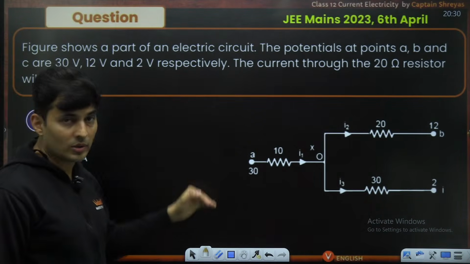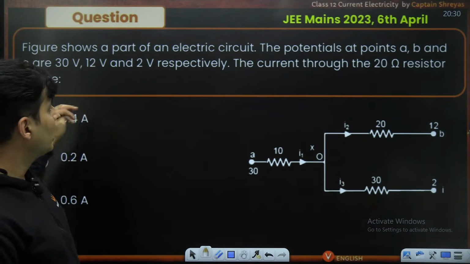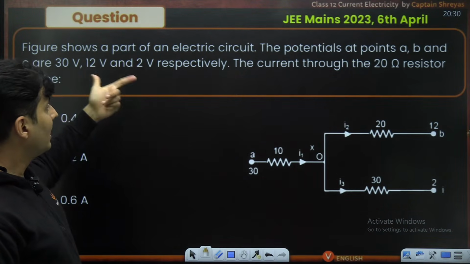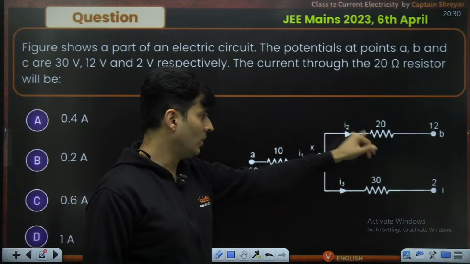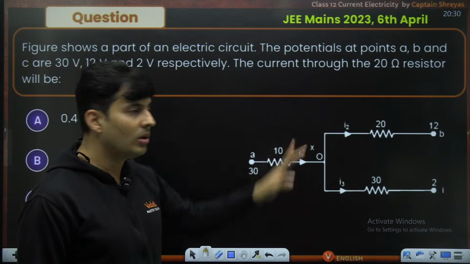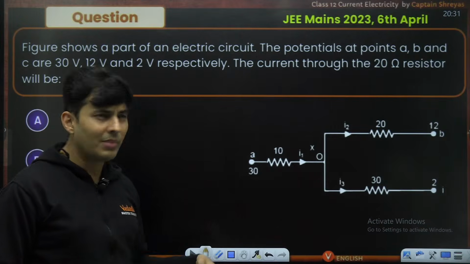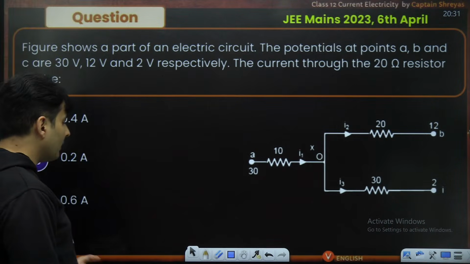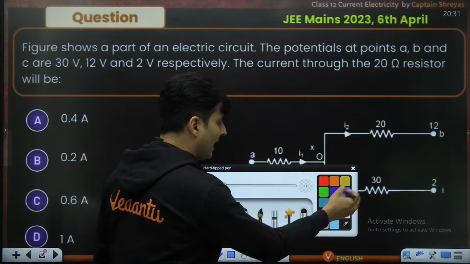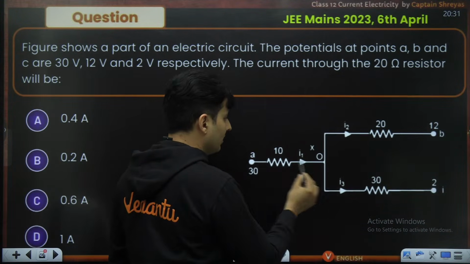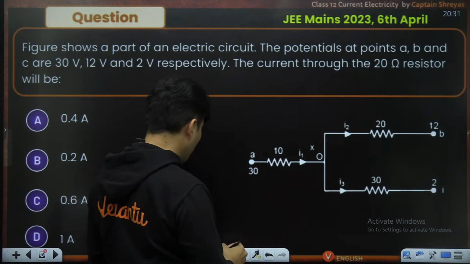The diagram shows a part of the circuit, the potentials at A, B, C are 30, 12 and 2. The current through 20 ohm resistance is. There are multiple ways of doing it. I will show you one way and the other way both. So as you can see over here, 30 to 12, 30 to 2, I can take two paths.